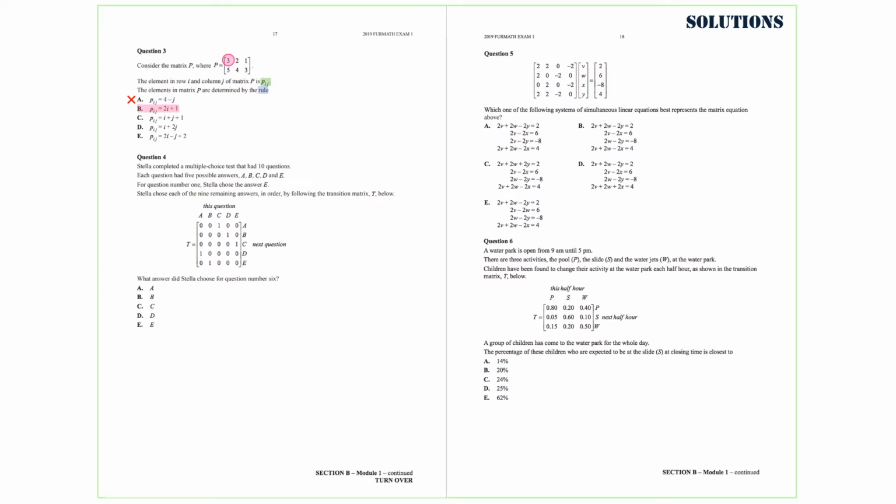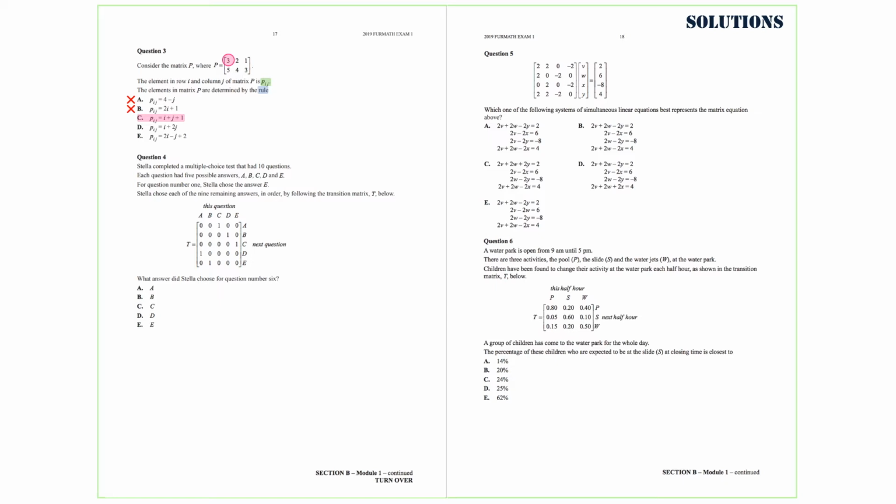Let's check the rule in option B. Pij equals 2i plus 1. P11 equals 2 times 1 plus 1 equals 3. Correct. P12 equals 2 times 1 plus 1 equals 3 as well. So this is incorrect, so we can cross out option B as well.